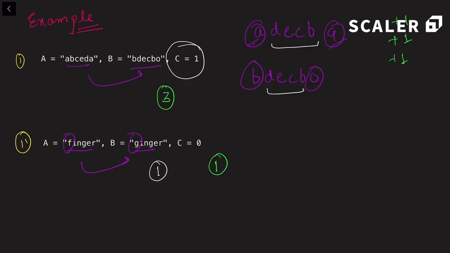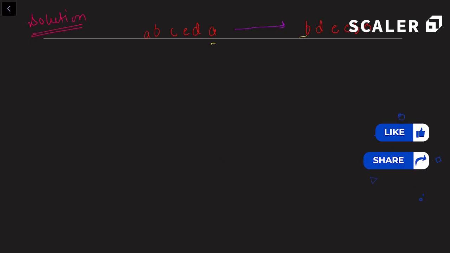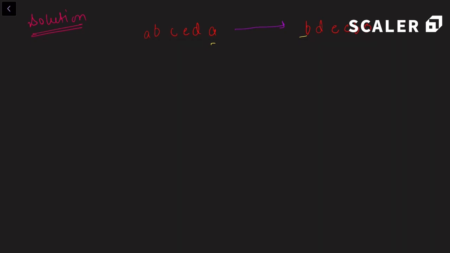Now let us move on to see the solution to this problem. So basically we need to convert this string to this string, right? The solution here is based on dynamic programming, so we can define states here. The states we can have are L, R, rotate. Here L will be the starting point of the string, R will be the ending point of the string, and rotate can take two values, 0 or 1. It will be 0 if we have not used the rotate operation yet, and it will be 1 if we have already used the rotate operation.